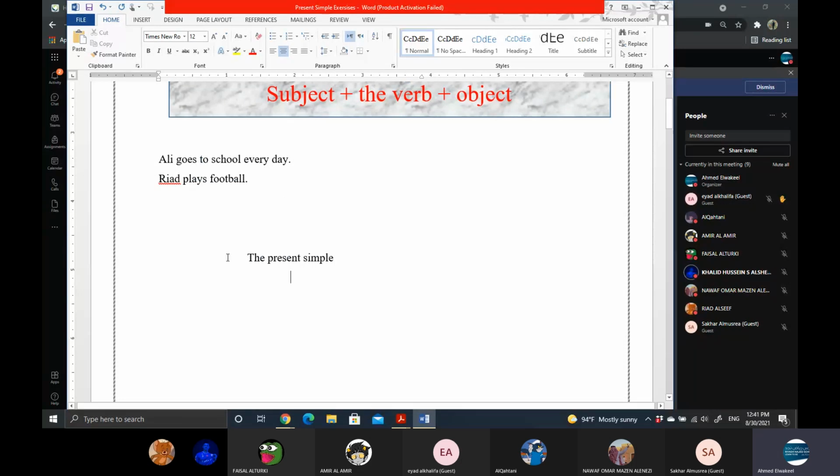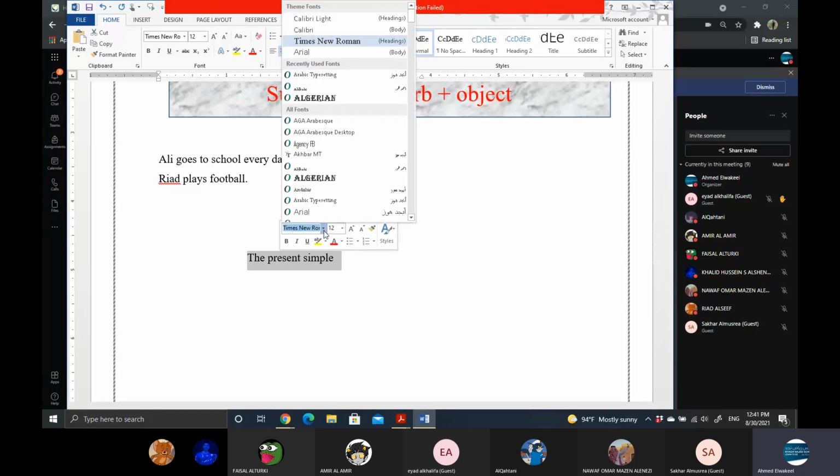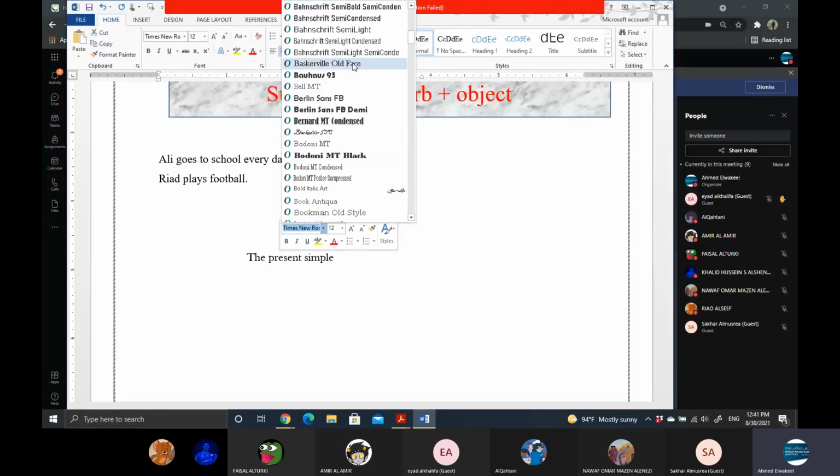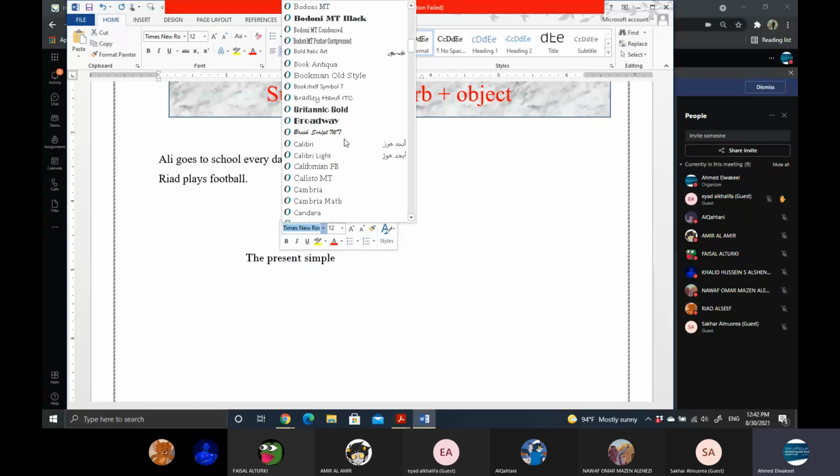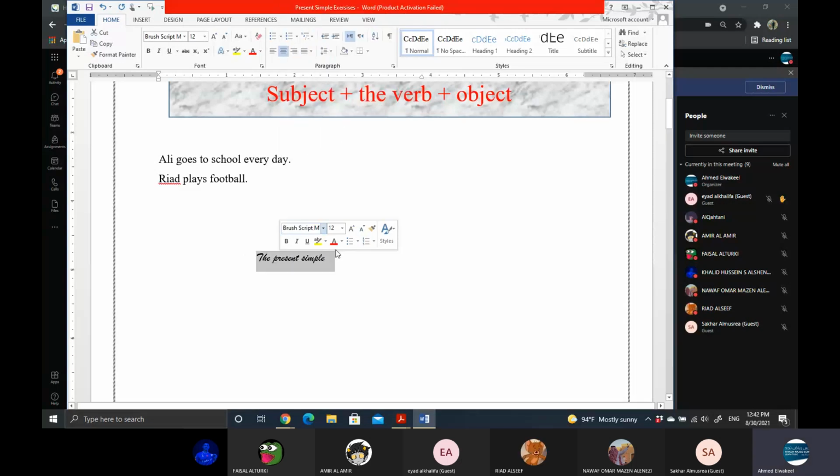So the present simple tense is a very, very important tense in English. Yet sometimes we just misuse it, or we're not so sure about it. So let's try to revise it well.